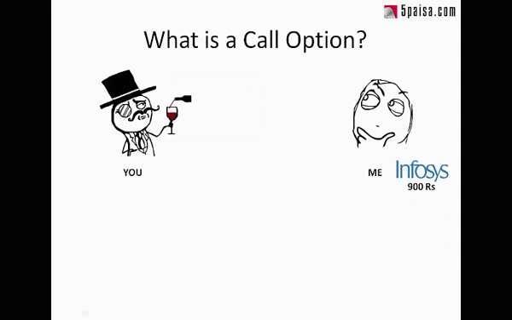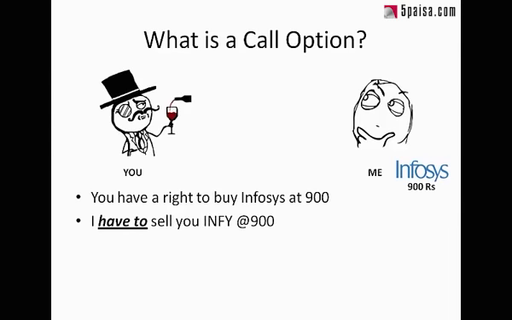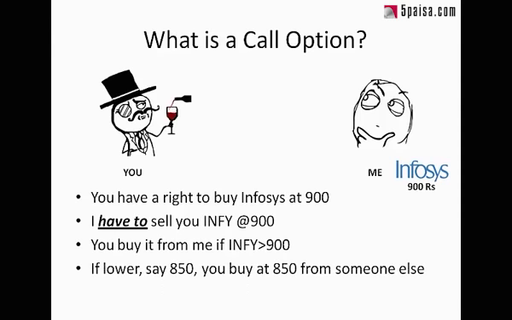But then, once my initial anger response is over, it got me thinking, what does your deal actually mean anyway? You have a right to buy INFOSYS from me at 900 rupees on the 30th. I have to sell INFOSYS at 900 to you, which means you buy it from me when INFOSYS is above 900 on the 30th, and if on the 30th INFOSYS ends up lower, let's say at 850 rupees, you won't buy that from me. Instead, you will buy it at 850 from someone else in the market. Long story short, you have an option to buy INFOSYS from me at 900 rupees. So we are going to call that an INFOSYS call option.